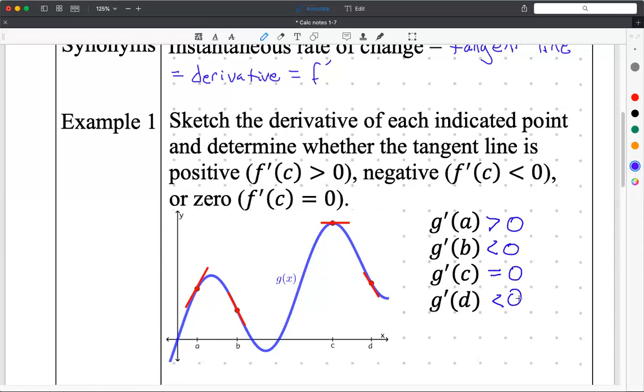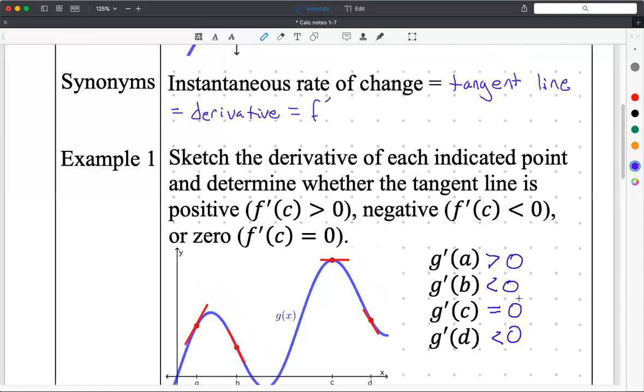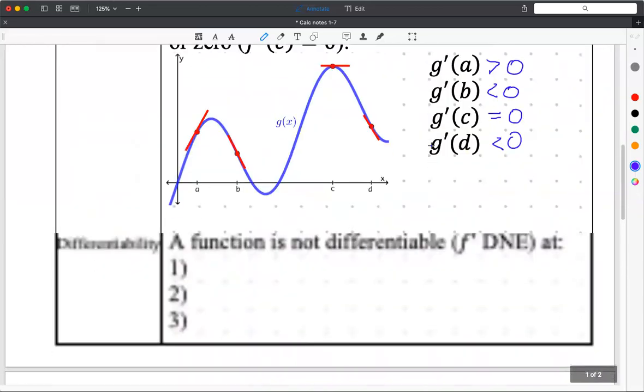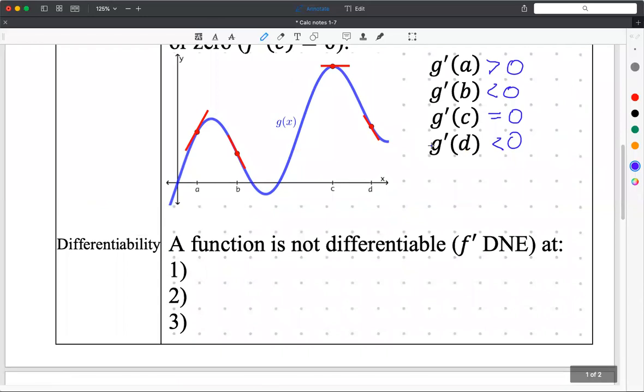Okay, so that's the drawing tangent line part of our objective today. Now we have to recognize where a graph is not differentiable. So differentiability, I should define it. And this is another one of those things that I'm going to start making you guys call out. So tomorrow I'm going to ask you, what does it mean to be differentiable? And you say, it doesn't have these 3 things.